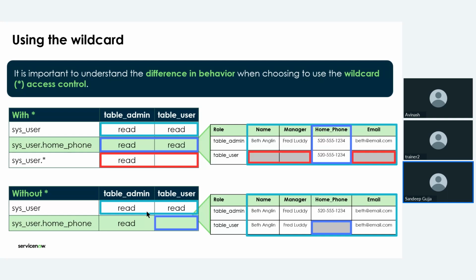We are picking two users with two roles, called table underscore admin, and one more user having table underscore user. Whereas coming to the table level of access for the sys underscore user, that person is directly acting with the read access for both the users.